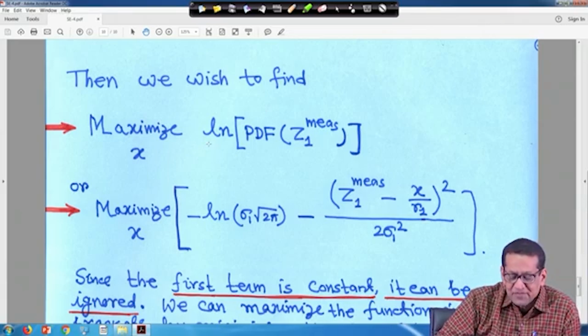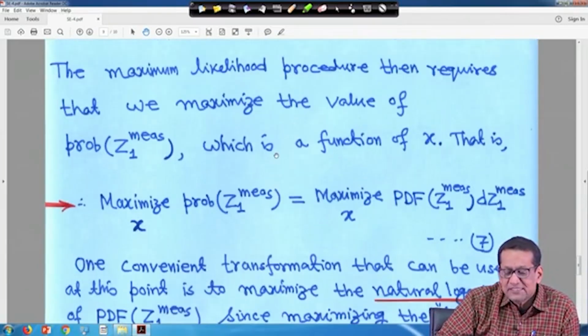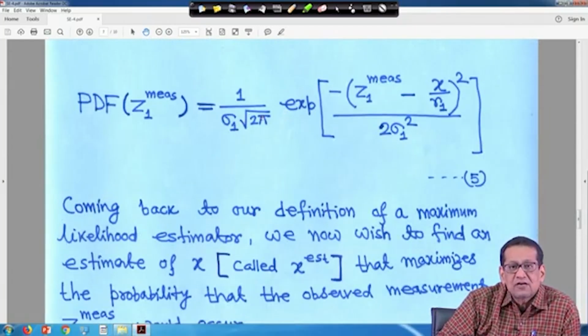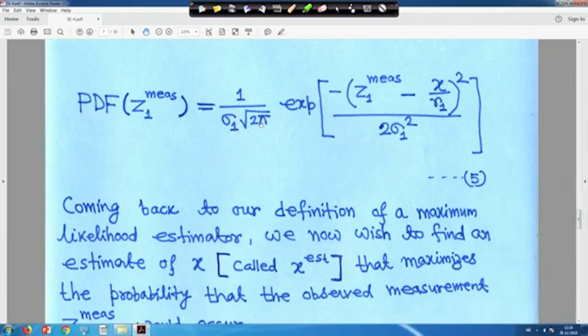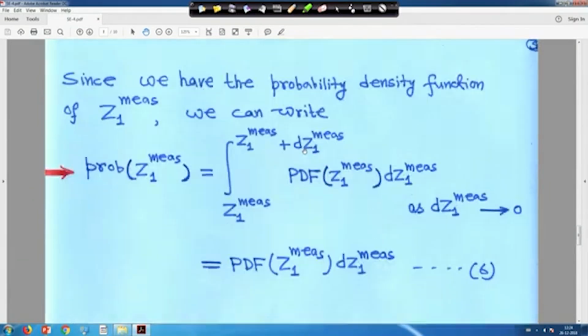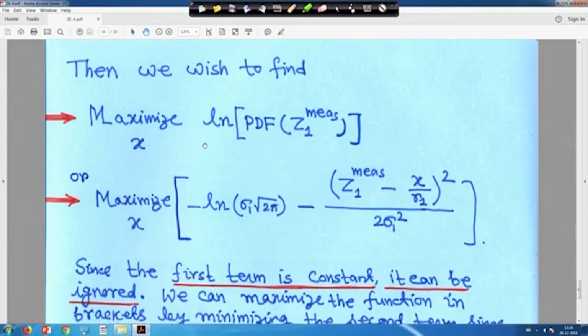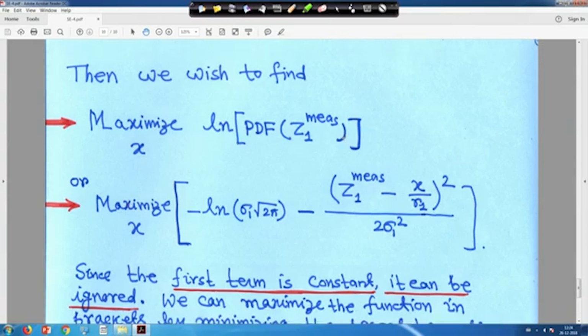So, if you take the natural log of this equation, then what will happen? It will be minus ln sigma 1 root 2 pi, minus (Z1 measure minus x upon r1) whole square divided by 2 sigma 1 square. Here also we have written that maximizing the PDF function of Z1 means the same thing as maximizing the natural log of the PDF of Z1 measure.